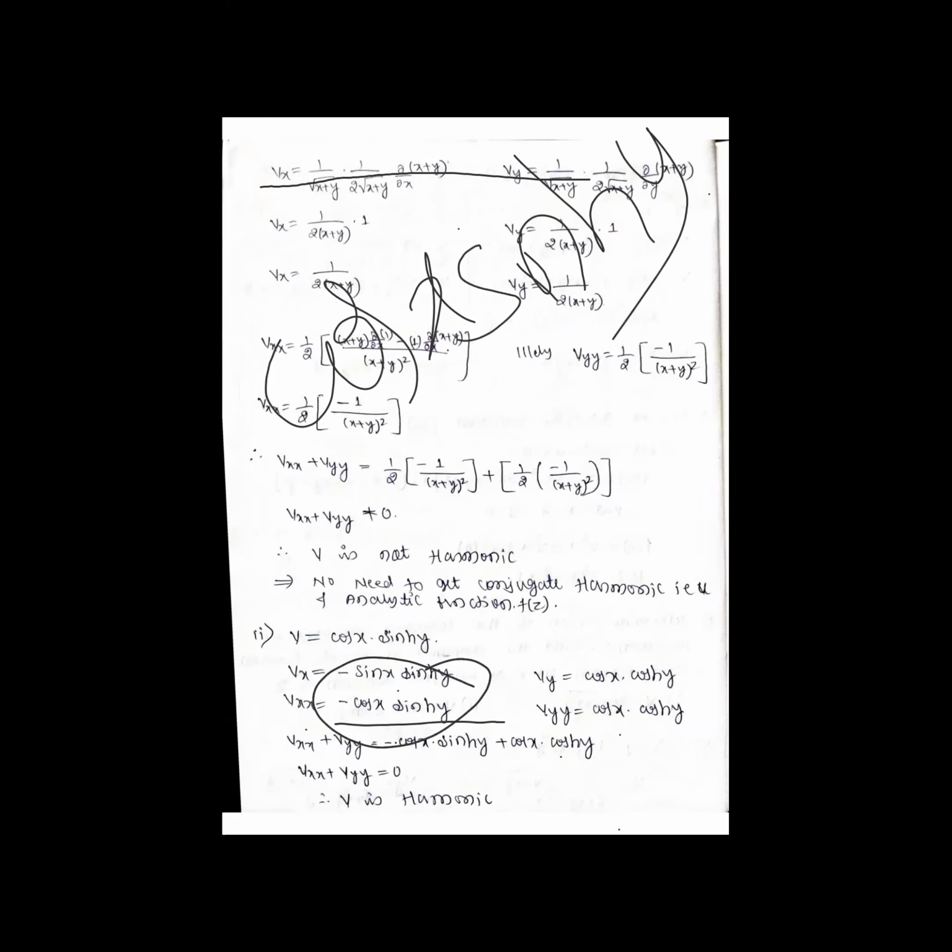See here, Vxx means what? Minus cos x into sine hyperbolic of y. Vyy means what? Cos x into sine hyperbolic of y, right? Minus of this plus this gives the difference. Yes. Differentiation of sine hyperbolic of y is always cos hyperbolic of y. Cos hyperbolic of y is always sine hyperbolic of y.